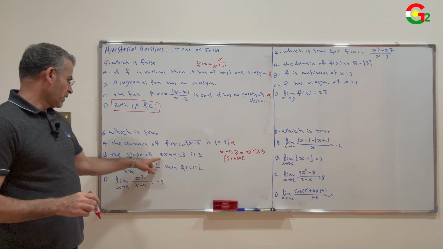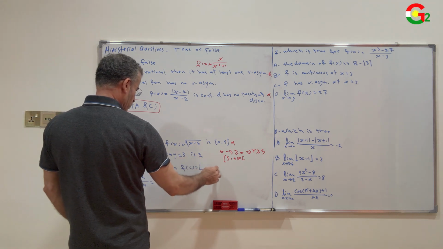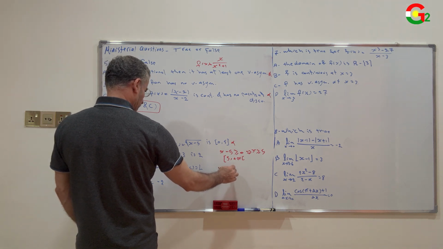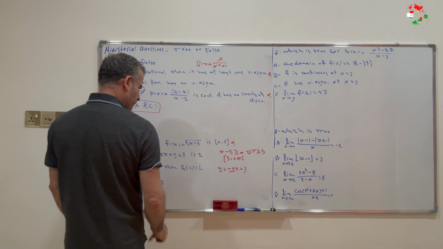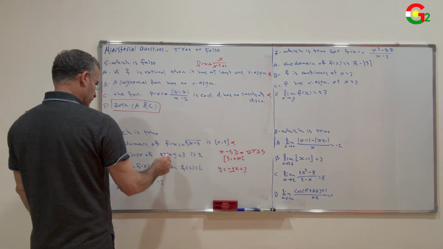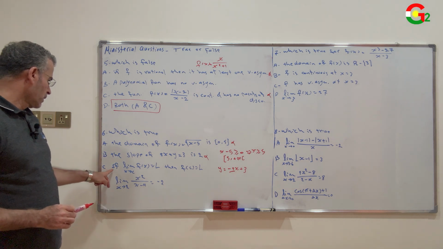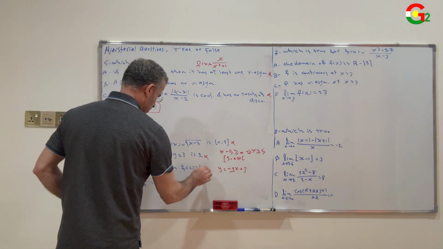The slope of the line 2x plus y equal 3 is 2. If we rewrite this line as y equal negative 2x plus 3, then the slope is negative 2, and this statement is also wrong. If the limit of f of x equals L, then f of c also equals L.